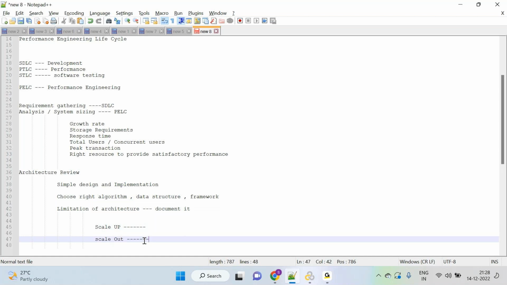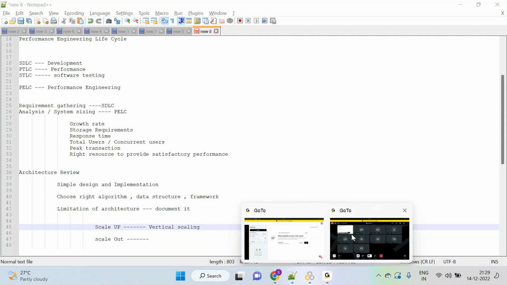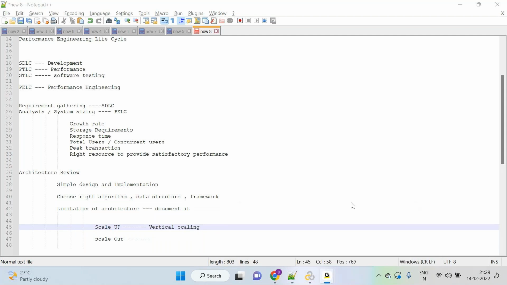If you are increasing in that single machine itself, from 4 GB to 8 GB, 8 GB to 12 GB, 12 GB to 16 GB, 16 GB to 32 GB, that is called scale up. That is also called vertical scaling. You are increasing in a vertical way, that too in a single machine. So that is the vertical scaling.